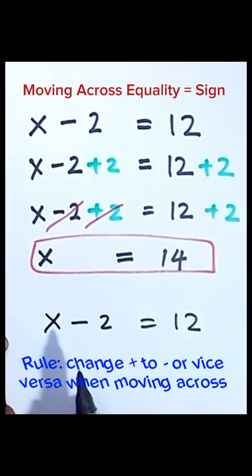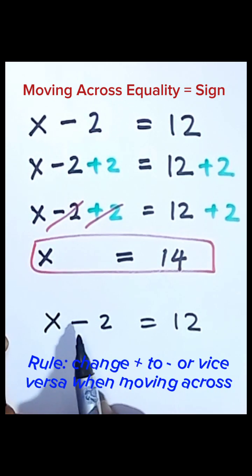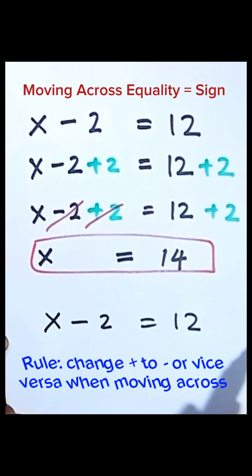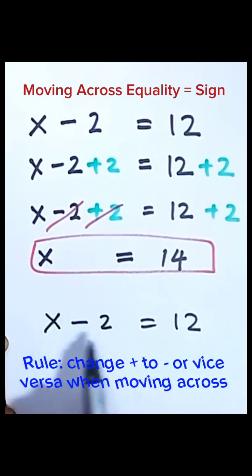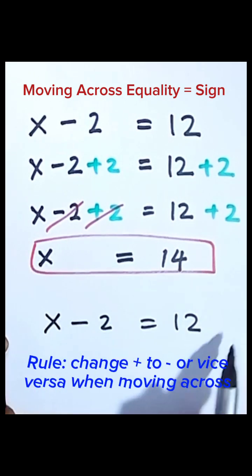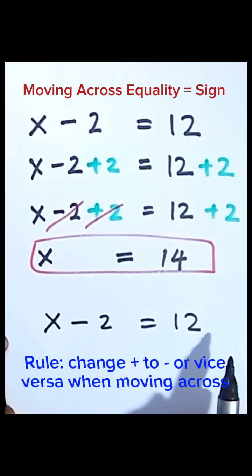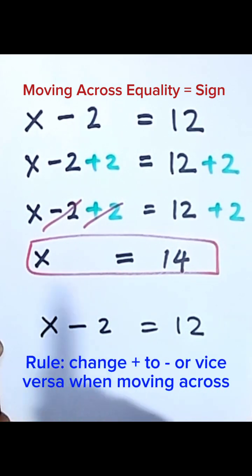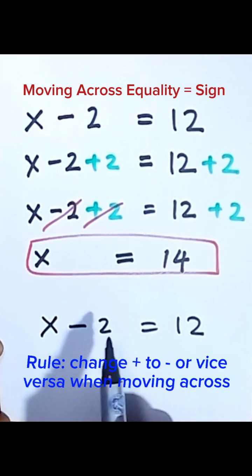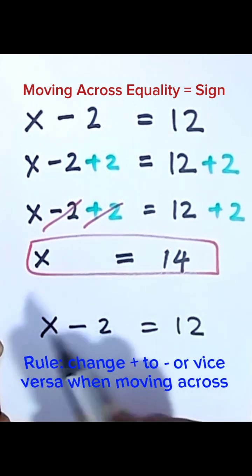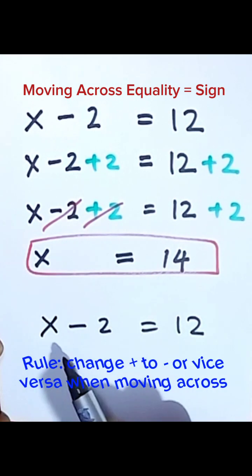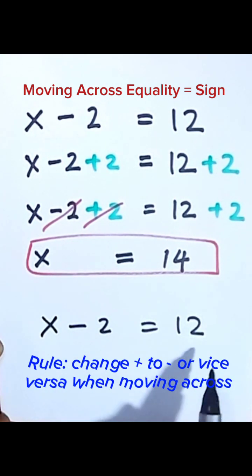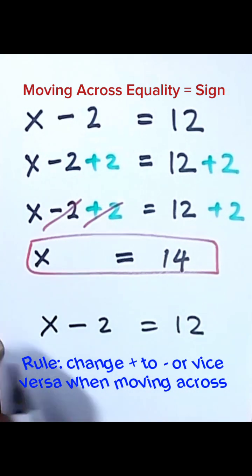Meaning, if it was positive, it becomes negative when you move it across the equality sign. If it was negative, as this case is, this is minus 2, when I move it across, it becomes positive. Once you observe that sign, you can move this minus 2 across the equality sign, or you can move anything across the equality sign. You can move from the left hand side to the right hand side. You can move from the right hand side to the left hand side.